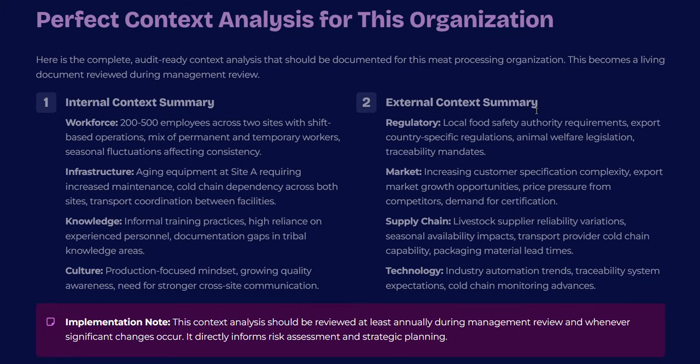Implementation note here. This context analysis should be reviewed at least annually during management review, and whenever significant change occurs. It directly informs risk assessment and strategic planning accordingly.